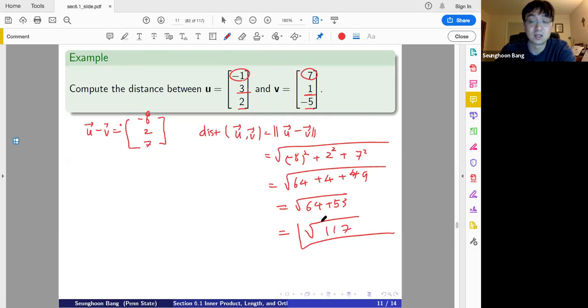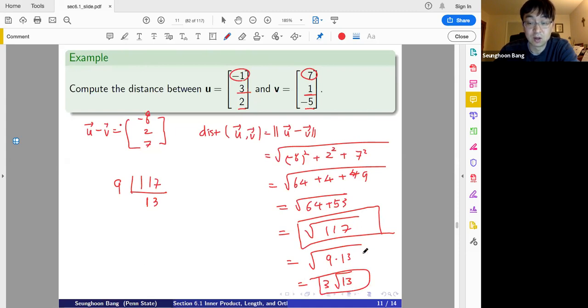That's it. This is the whole idea for solving this problem. So we can simplify a little bit more. 117 divided by 9, what's that? We have 9 times 13. Exactly, square root of 9 times 13, so we have 3 root 13. So either one is fine.